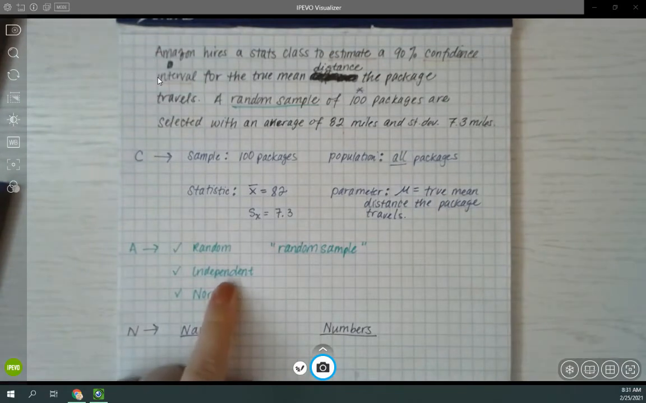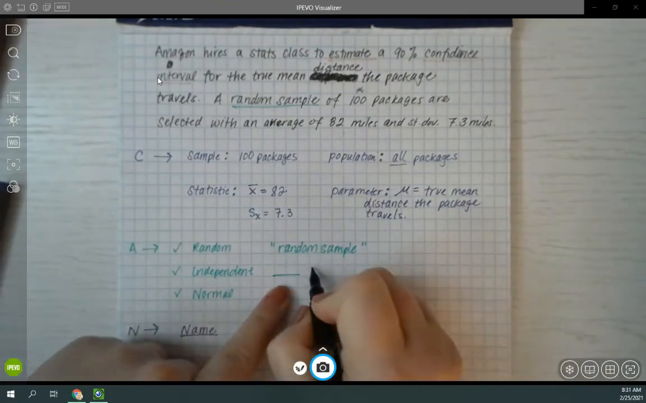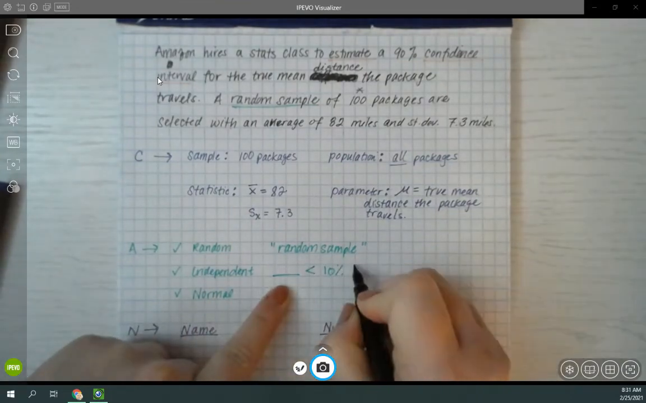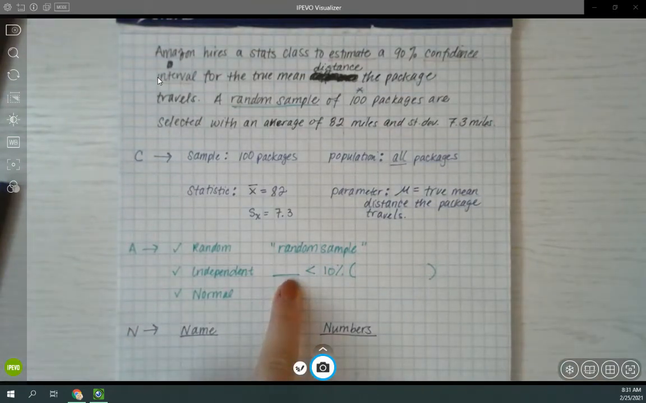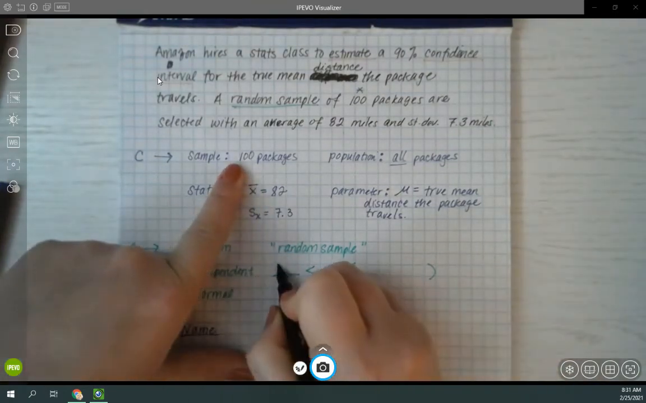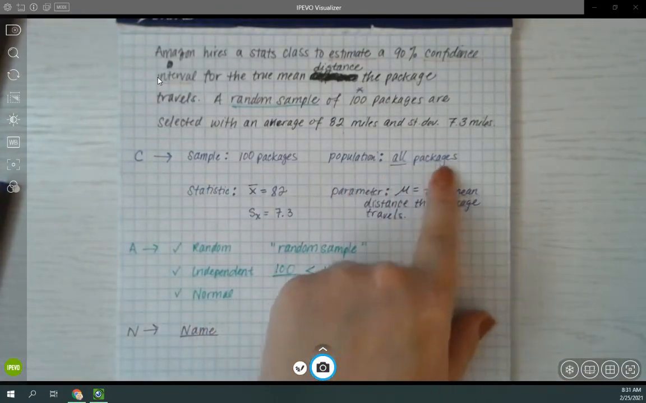Next, I need to verify that it's independent, which means I need to figure out how many were in my sample and state that it's less than 10% of that population. Well, the number of packages I have is 100. So 100 is less than 10%. The population is all packages.